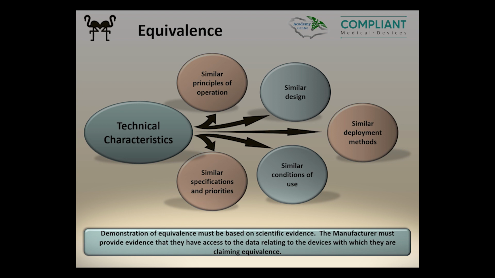Demonstrating equivalence must be based on scientific evidence. The manufacturer must show evidence that they have access to data relating to the device for which they are claiming equivalence. And a notified body assessor will expect to see scientific evidence supporting the equivalence claim.